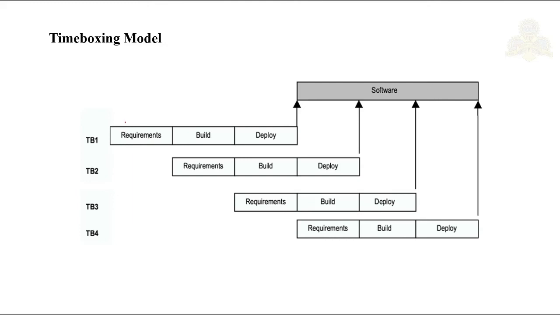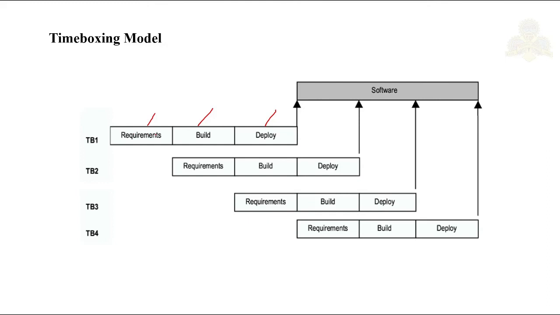Now these stages, suppose here say time box 1 is divided into 3 stages. One is the requirement stage, one is the build stage, and there is the deploy stage. Now this requirement stage will produce some specific output. Build stage will produce some clearly defined output, and deployment is also the same. The team for the stage performs only the task of that stage.